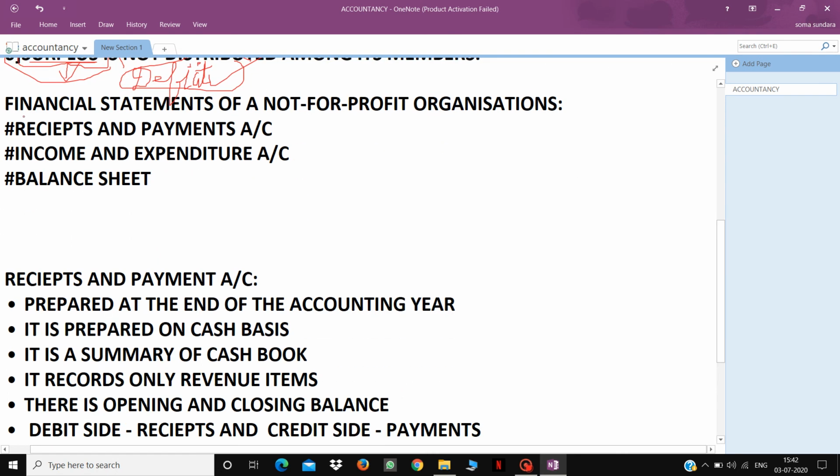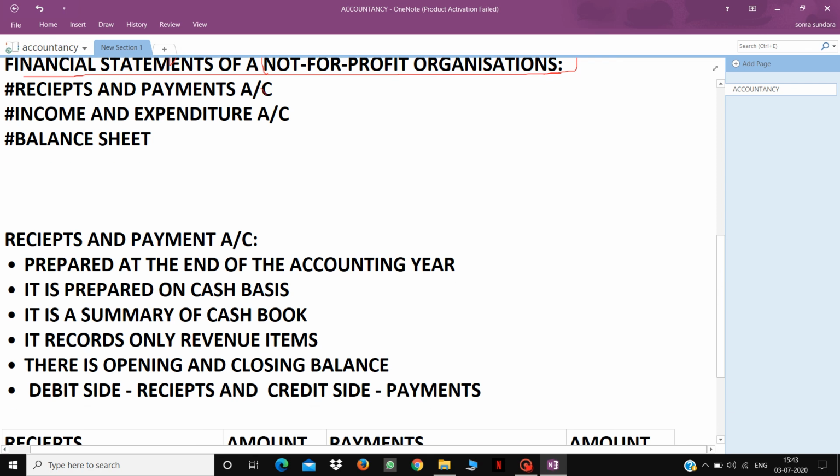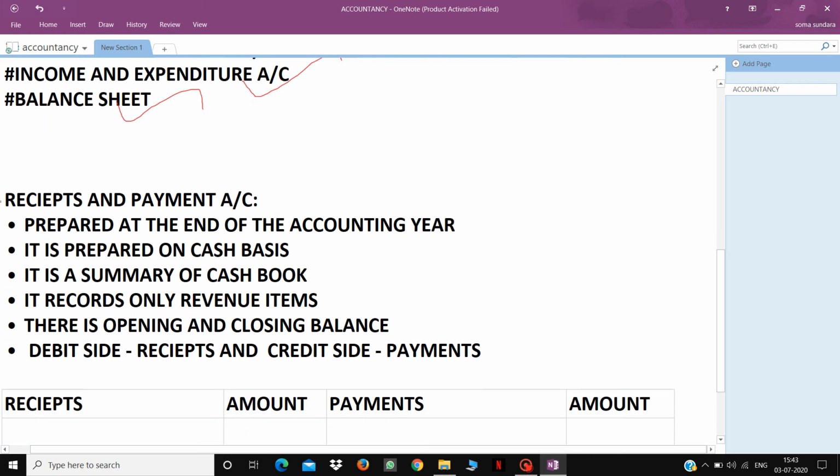Okay, so next, financial statements of a not for profit organization. In case of a profit making entity, how will we prepare the financial statements? We'll be preparing the trading and profit and loss account and then the balance sheet. But in case of a not for profit organization, you will be preparing receipts and payments account, income and expenditure account, and balance sheet. Okay. So today we are going to see briefly about receipts and payments account.